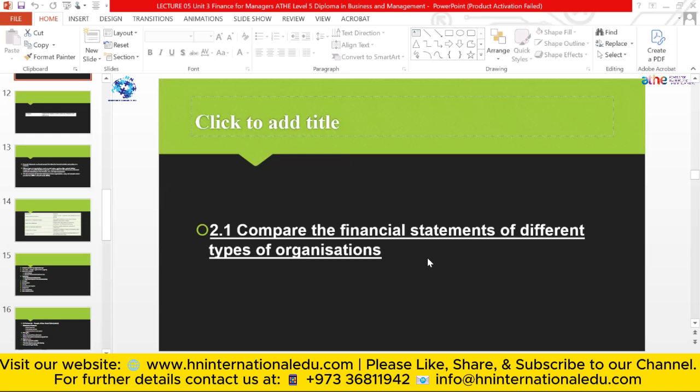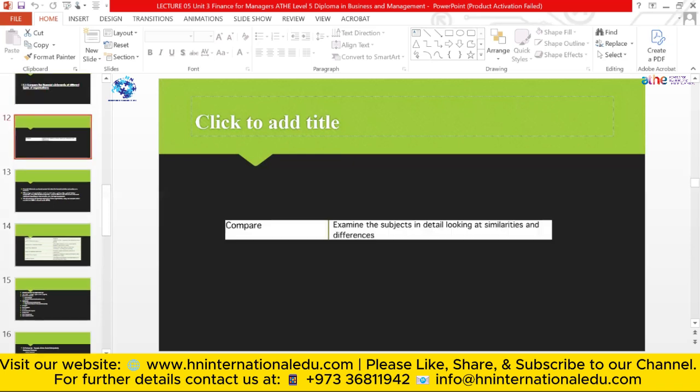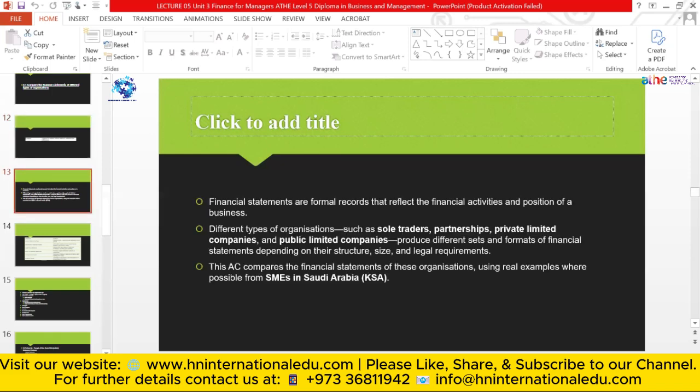Types of organization: we have sole trader, partnership, small medium enterprise, multinationals, public limited company, limited companies, private limited companies. There are so many companies and types. You can just figure out a few which are in your indicative content, and then we can work on their statements. Compare means examine the subjects in detail, looking at the similarities and differences, just as demonstrated right now.